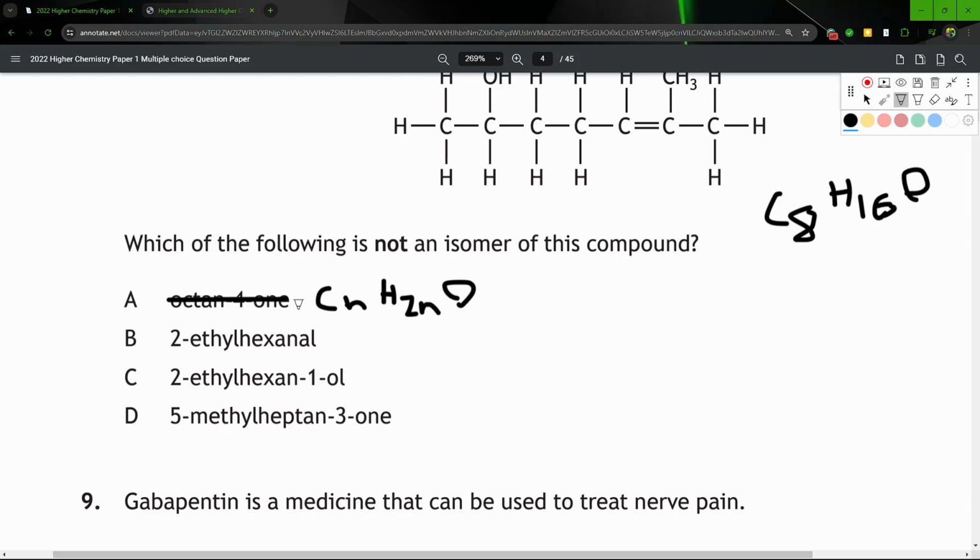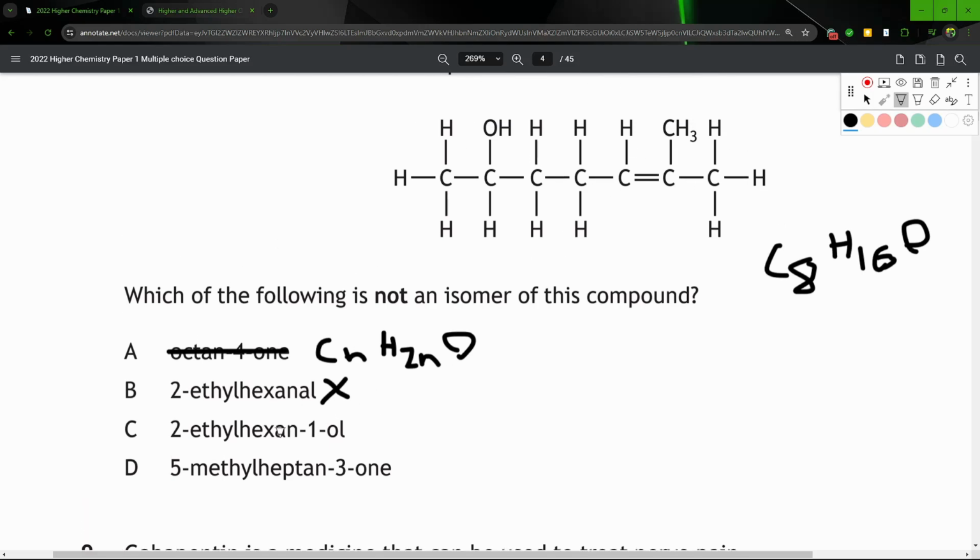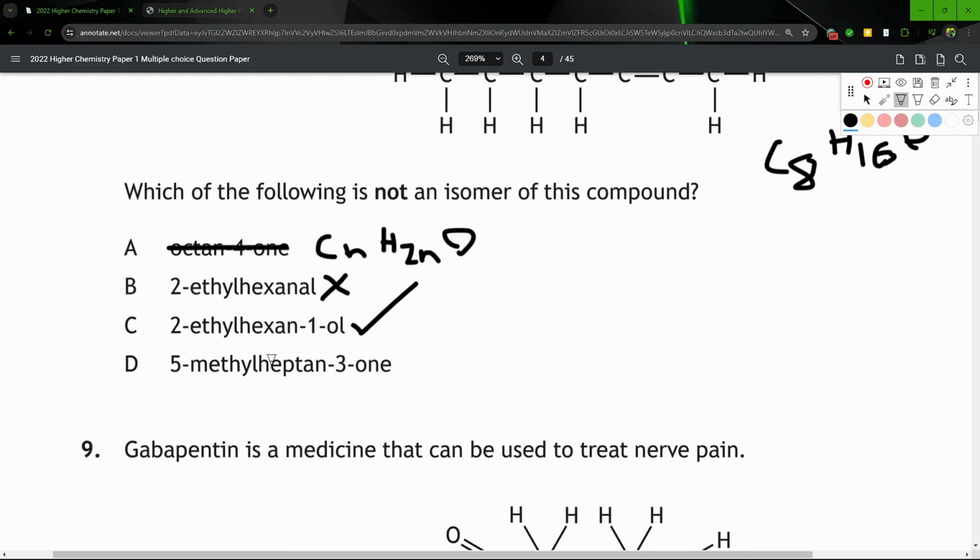2-ethyl hexanal. In a similar vein, the aldehydes are basically just rearranged ketones, so that'll be the same. And ethyl, that's 2, and hex is 6, so you have 8 carbon atoms, so B can't be it either. 2-ethyl hexan-1-ol. This might work. But because we've got this double bond here, if it was just pure alcohol, we'd actually have 2 extra hydrogens. So this wouldn't be an isomer, so it may actually be our correct answer, but we'll just double check with D.